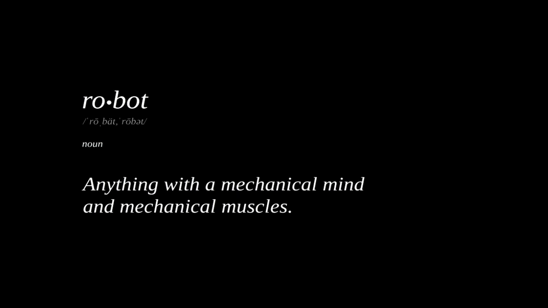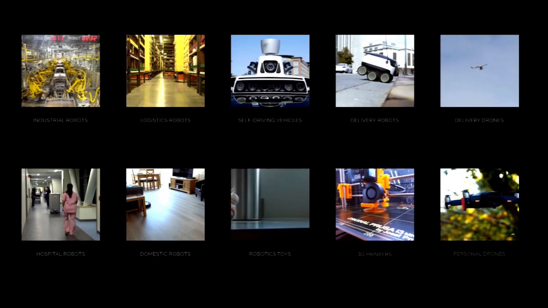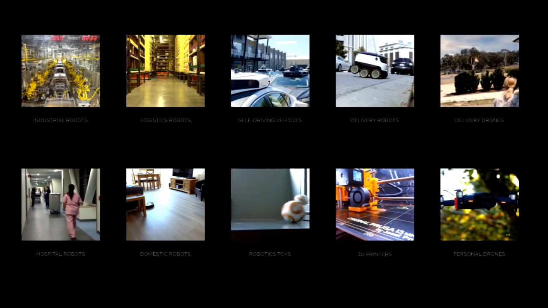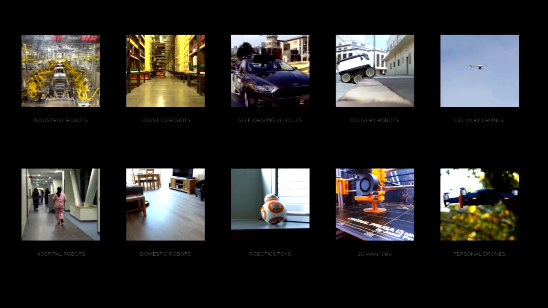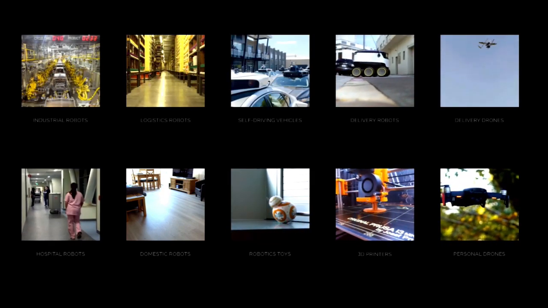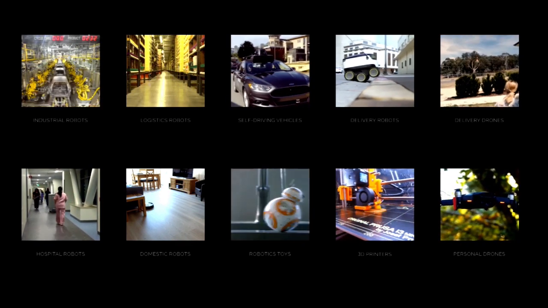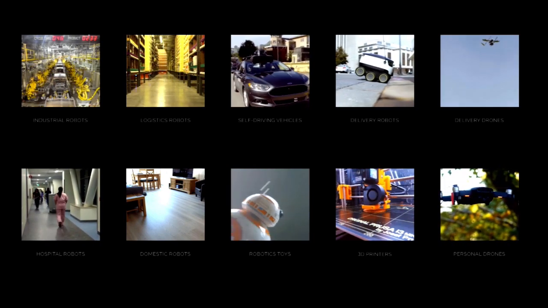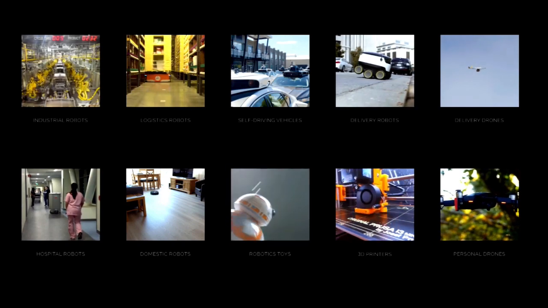So I like to think of a robot as anything with a mechanical mind and mechanical muscles, and try to keep that definition as broad as possible. When we open that up, not that those other examples weren't robots, we can see that there are many species of these machines that are already living amongst us. Industrial robots have been around from the very beginning. There are robots in our factories and warehouses. There are robots in our cities, streets, and skies. You're likely to bump into one if you visit a hospital. It might be delivering towels or supplies from room to room. You might have one cleaning your apartment right now or entertaining you.